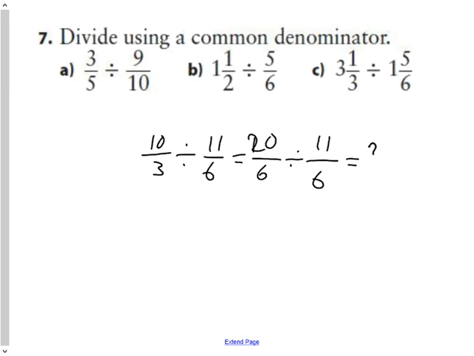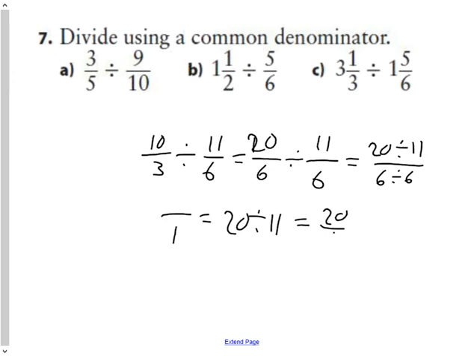When I divide the numerators and divide the denominators, just like before, my denominator becomes 1, which means my answer is just this, which is 20 over 11, which is 1 and 9/11ths as a mixed fraction.